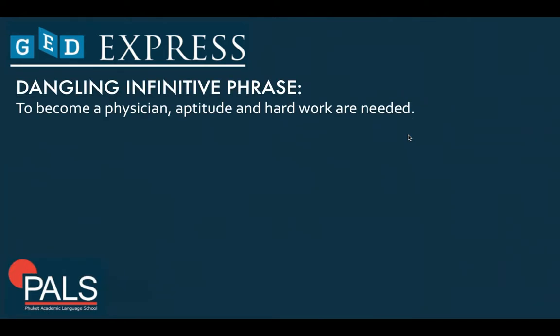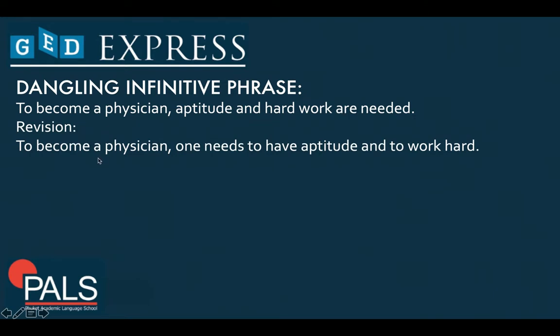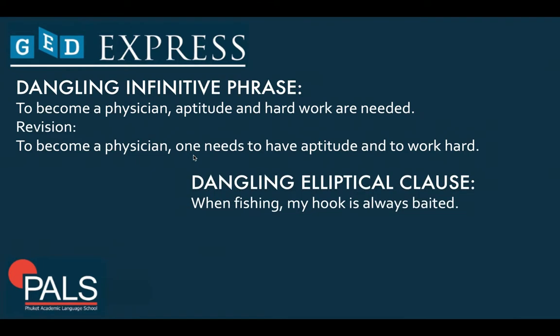And dangling infinitive phrase. "To become a physician, aptitude and hard work are needed." How do we fix that? Revision: "To become a physician, one needs to have aptitude and to work hard." Again, this is not 100% wrong, but this makes a lot more sense because you need a modifier for this sentence, right? Who needs to have aptitude and to work hard? It's not a question about the need, it's about who needs it. So one, or whoever.